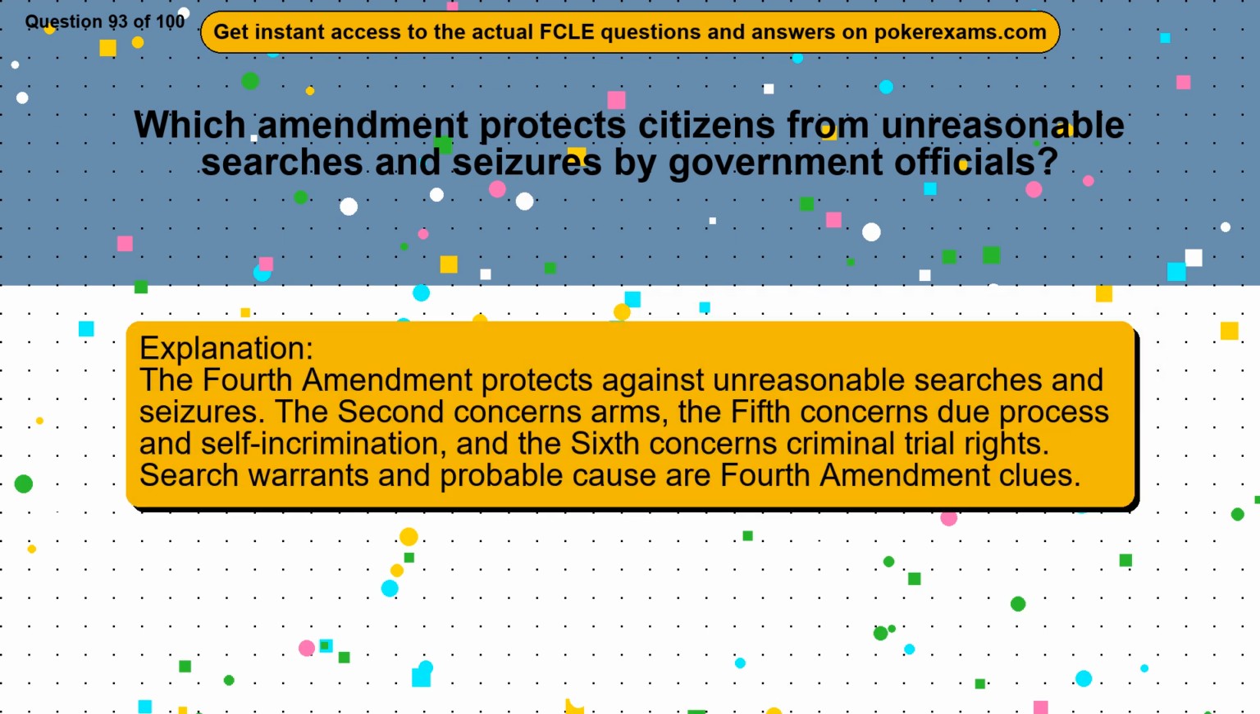The Fourth Amendment protects against unreasonable searches and seizures. The second concerns arms, the fifth concerns due process and self-incrimination, and the sixth concerns criminal trial rights. Search warrants and probable cause are Fourth Amendment clues.